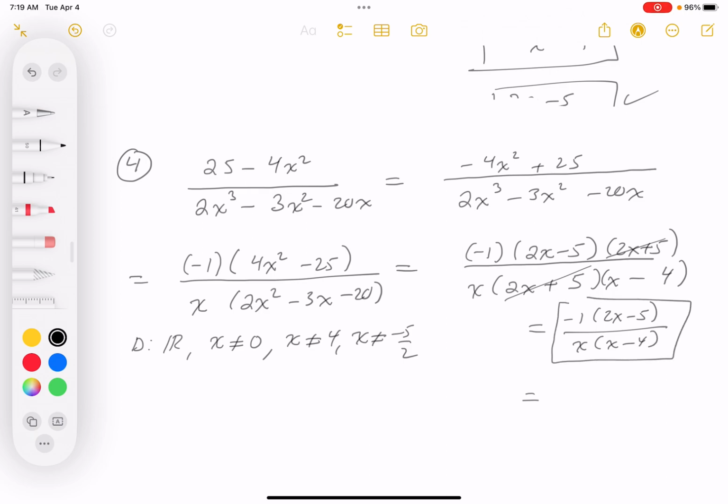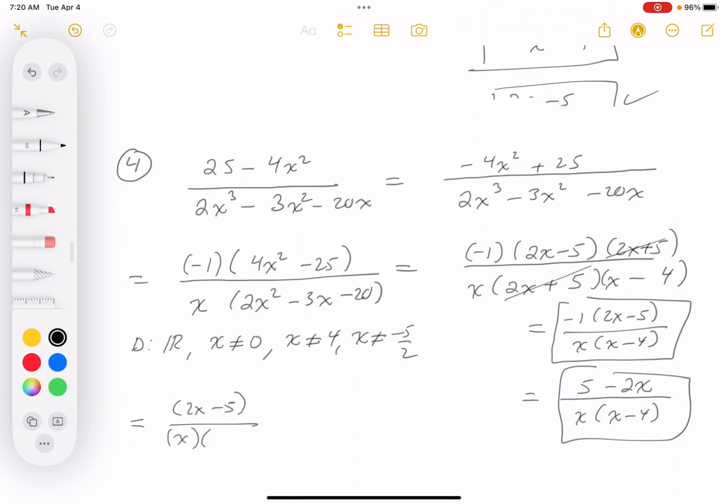I do want to simplify a tiny little bit and distribute the minus 1 across those two terms. What do you get? 5 minus 2x. On bottom, you get x minus 4. All right, not to be a trickster here, but you could also associate the minus 1 with the bottom. Let me write that down for you. You could also write down 2x minus 5 on top, and on bottom you get x minus 4 times minus 1.